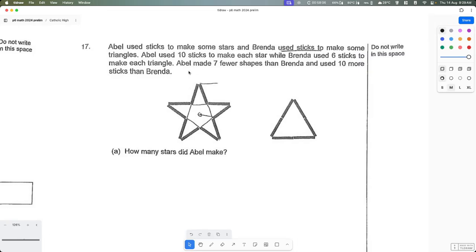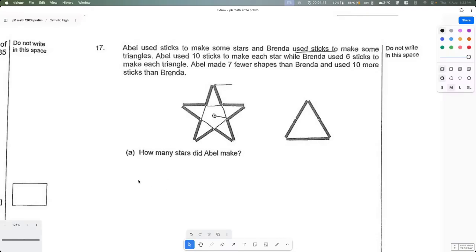Okay, last one. Question 17. It says here Abel used sticks to make some stars and Brenda used sticks to make some triangles. Abel used 10 sticks to make each star while Brenda used 6 sticks to make each triangle. Abel made 7 fewer shapes than Brenda and used 10 more sticks than Brenda. How many stars did Abel make? Let's write down how many sticks make each shape. One star requires 10 sticks, and one triangle requires 6 sticks.